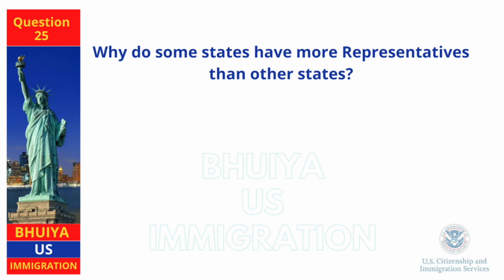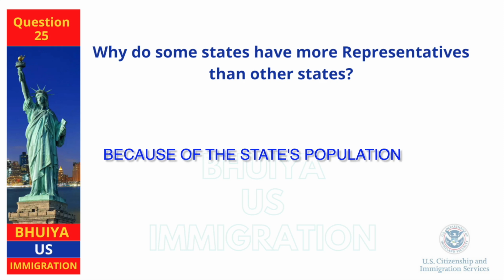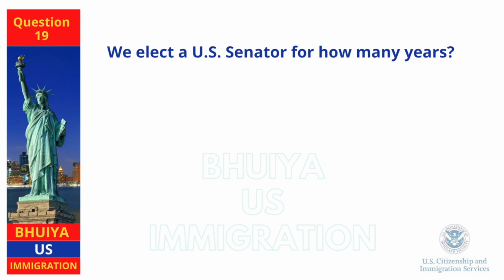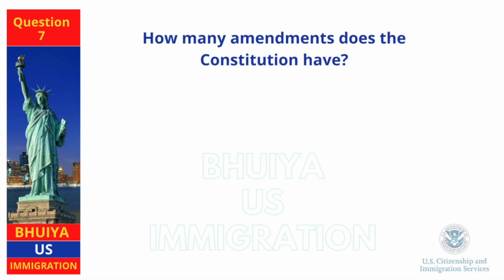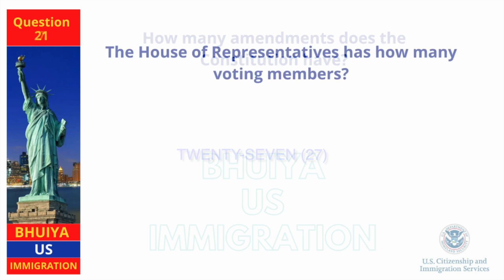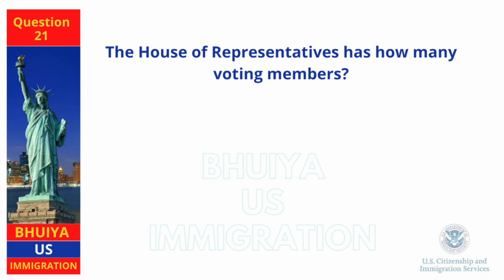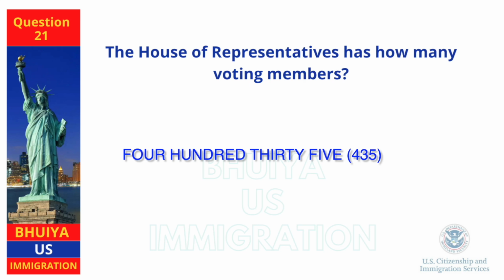Why do some states have more representatives than other states? Because of the state's population. We elect a U.S. senator for how many years? 6. How many amendments does the Constitution have? 27. The House of Representatives has how many voting members? 435.